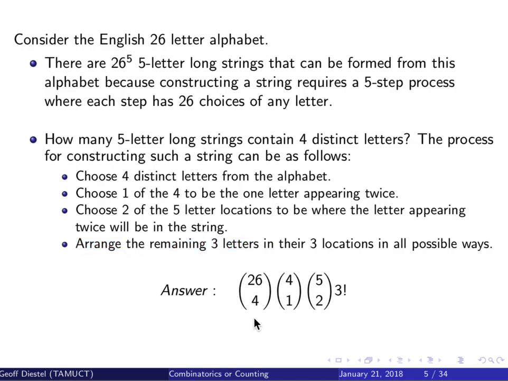So that's why we get 26 choose 4 for choosing 4 letters to use, times 4 choose 1, choosing one of those 4 letters to be the one that's going to be repeated in the word, and then choosing 2 of the 5 locations in our string to put those repeated letters, and then times 3 factorial ways of arranging the other 3 letters in different orders to create a different string.